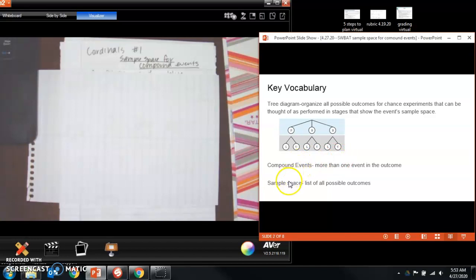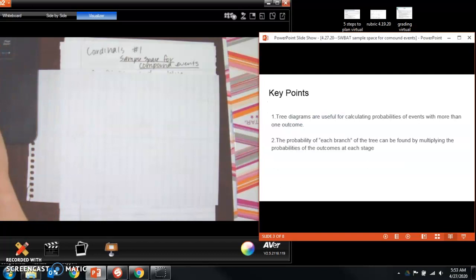And then finally, sample space is a list of all of the possible outcomes. So in this tree diagram, we have 1, 2, 3, 4, 5, 6 different outcomes in our sample space. It's important to note that sample space is not a number. A lot of you on your exit ticket said that sample space was 5. Sample space is not a number. It is yellow and blue marbles, but it is not a number.